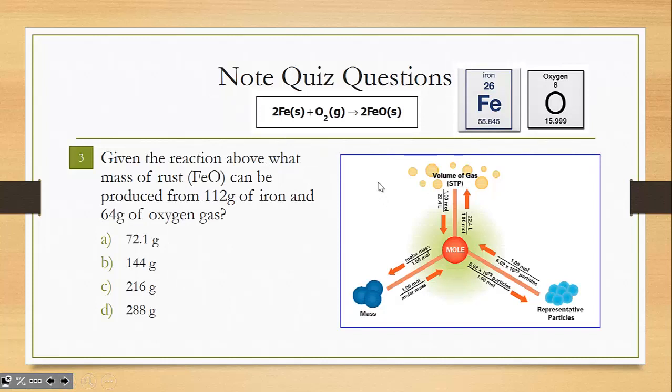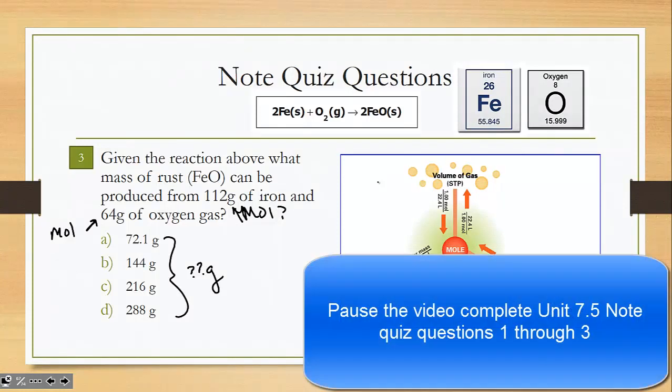It's the exact same. Start by figuring out how many moles of iron and how many moles of oxygen you have, and then you'll be able to determine what the limiting reactant is and then convert that answer back into grams. Pause the video and complete note quiz questions 1 through 3.